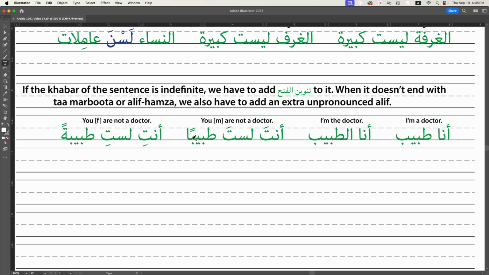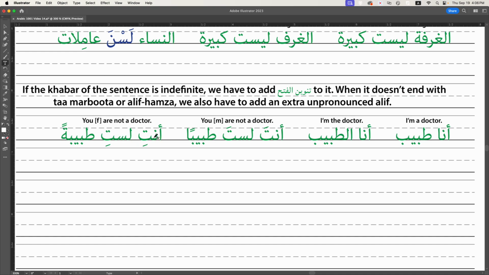Now I took tabib, and because it's indefinite here, a doctor, I have to add tanween al-fath, so it becomes tabiban, and then I have to add an extra unpronounced alif to it. Again, these are spelling hangovers from Quranic days is where these come from. Usually you will see this written without the tanween al-fath, but with the extra alif. So something that you really want to get used to is to see words that you know, like tabib for doctor, with an extra alif stuck on the end. And this can be useful because you identify it as sort of the predicate of the sentence, or later we'll find out the object of a verb as well.